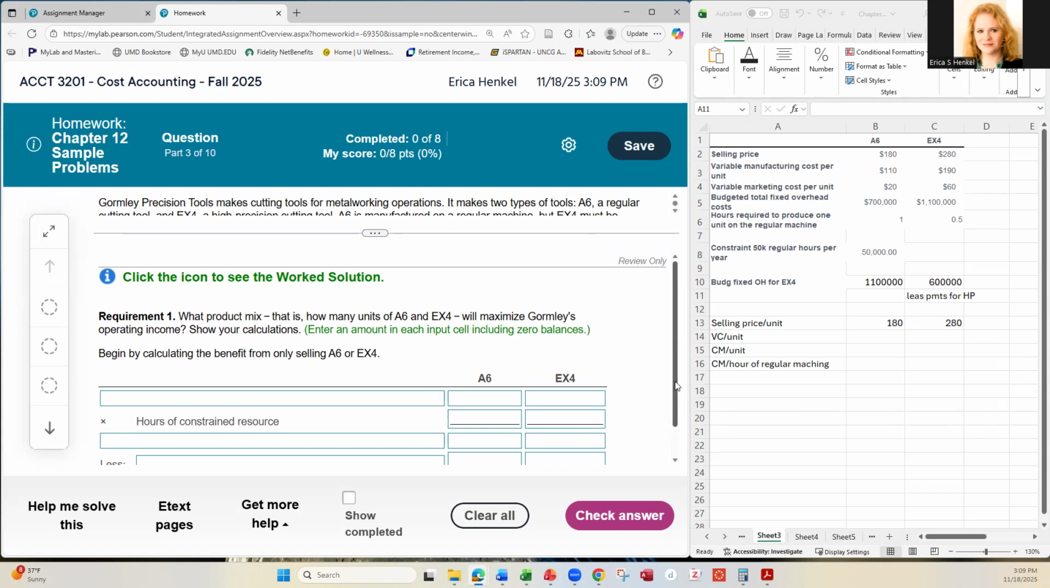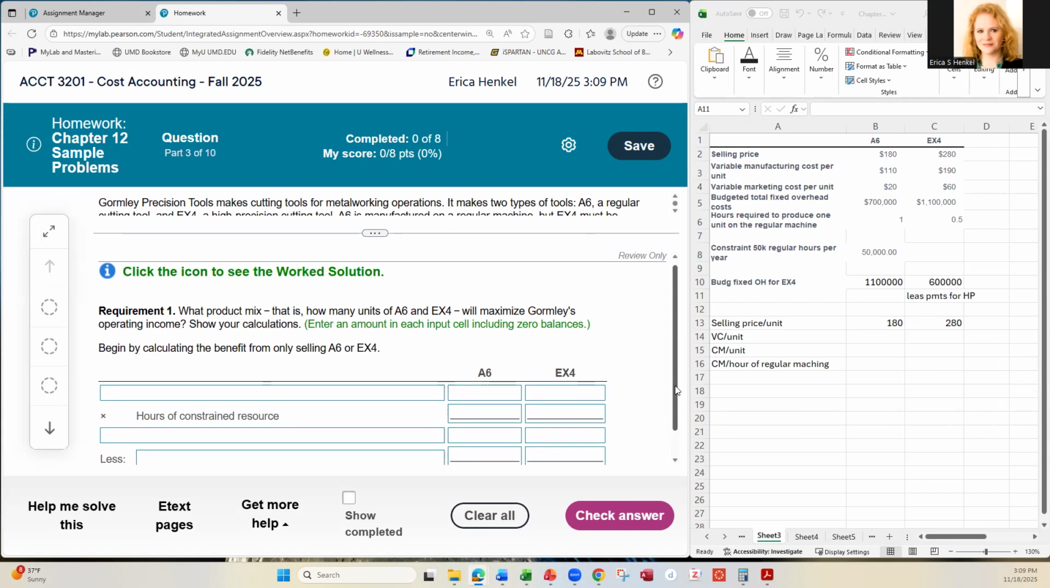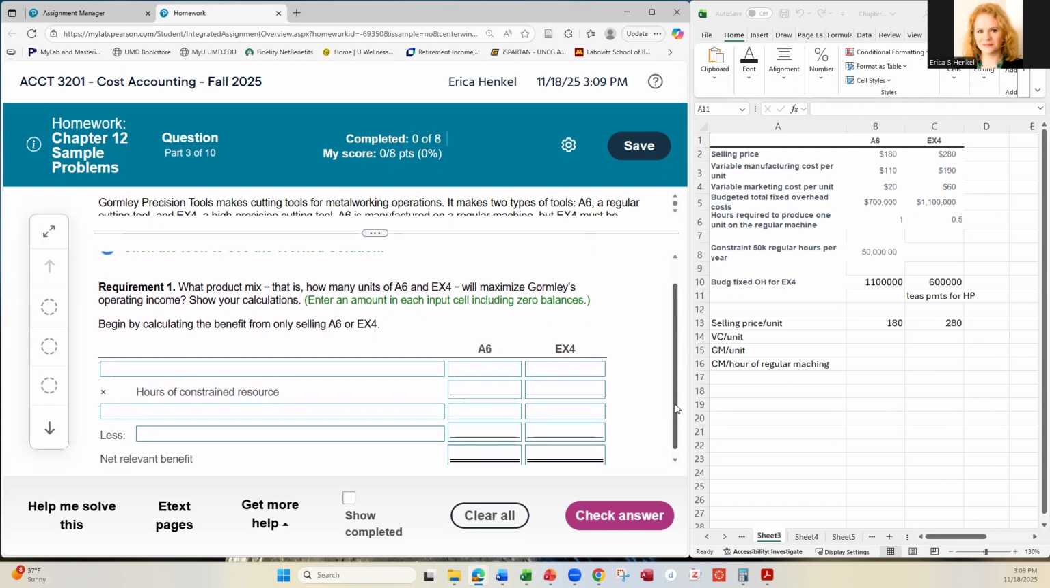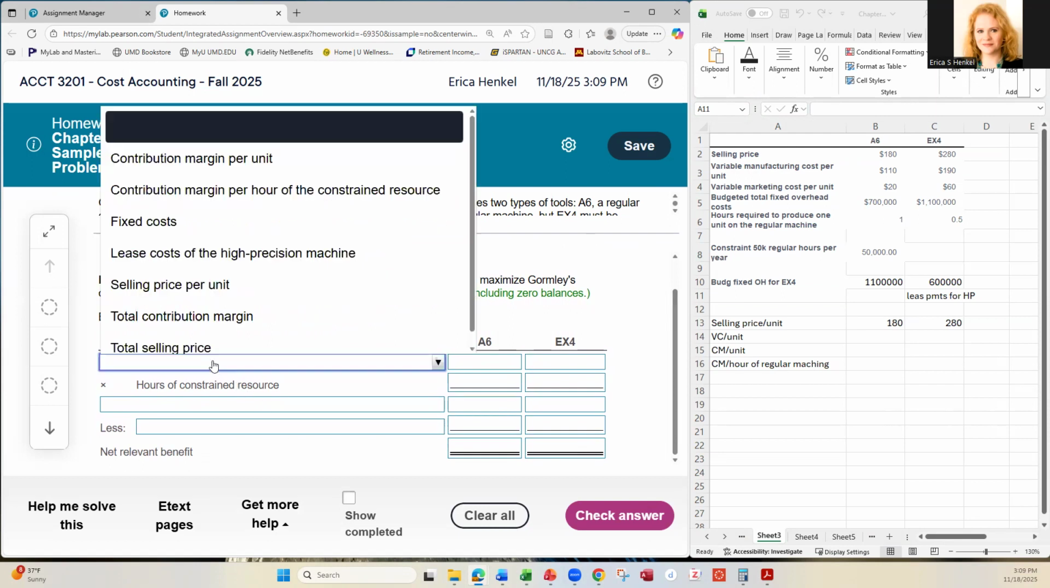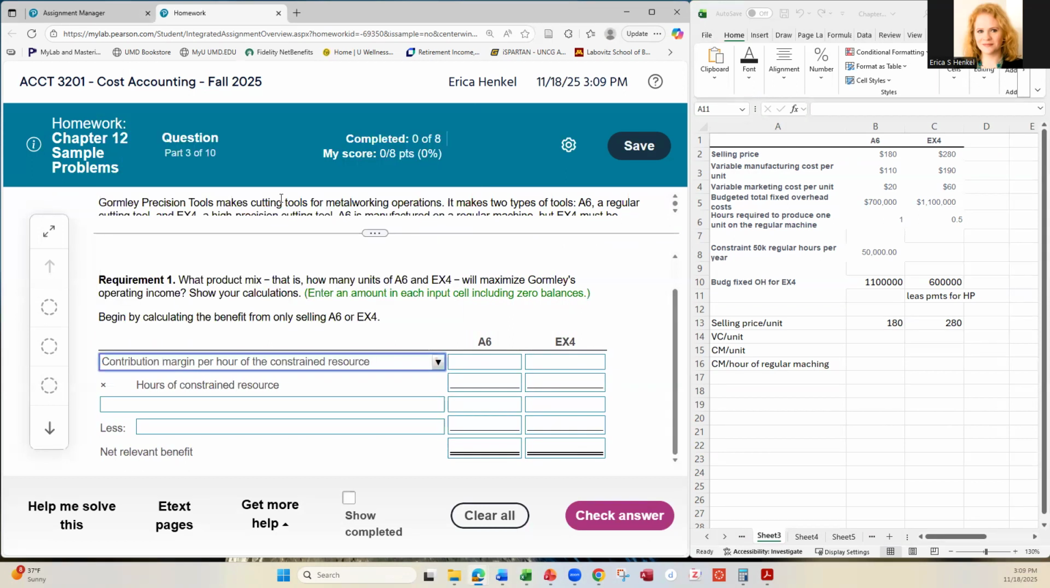All right, so what we're going to do here is figure out what our relevant costs are, and we're going to do this on a contribution margin basis. So we're going to start out by taking the contribution margin per hour of constrained resource, which is the regular machine. So we have to calculate all of this.